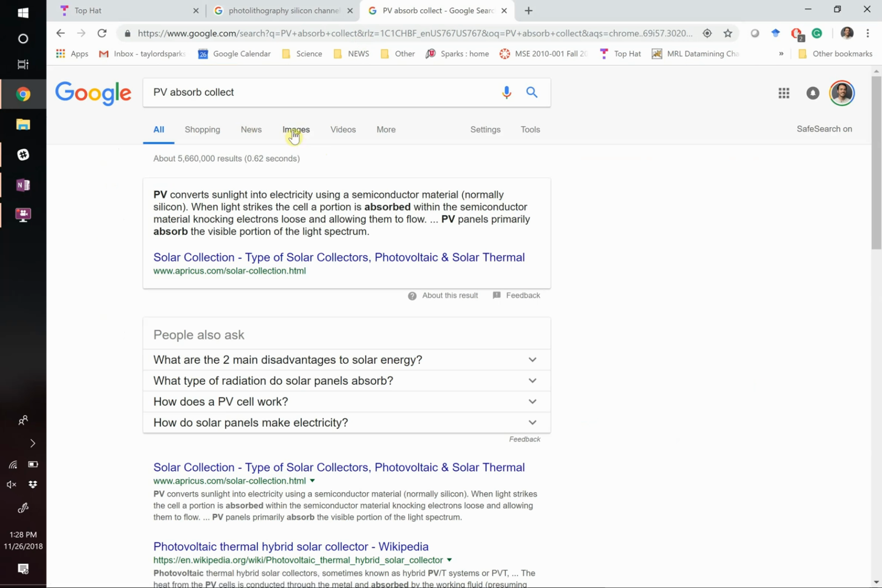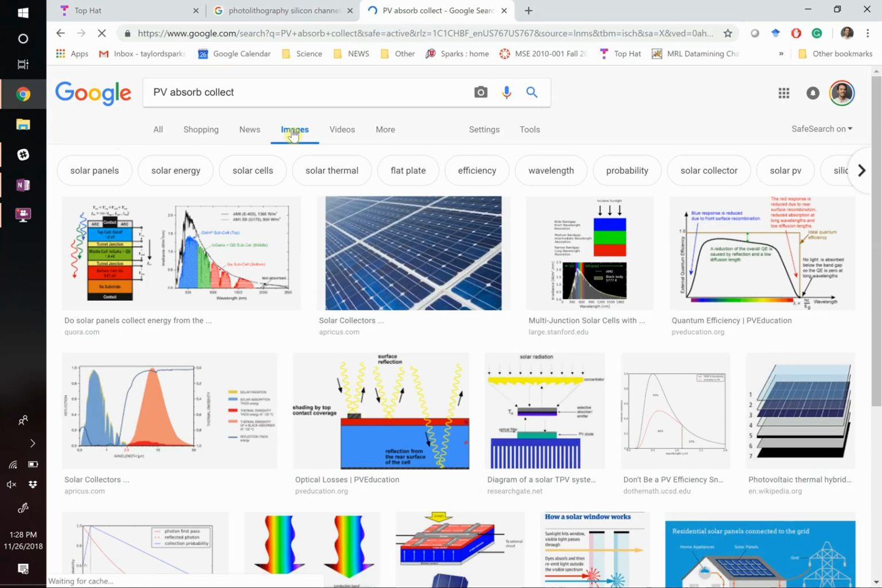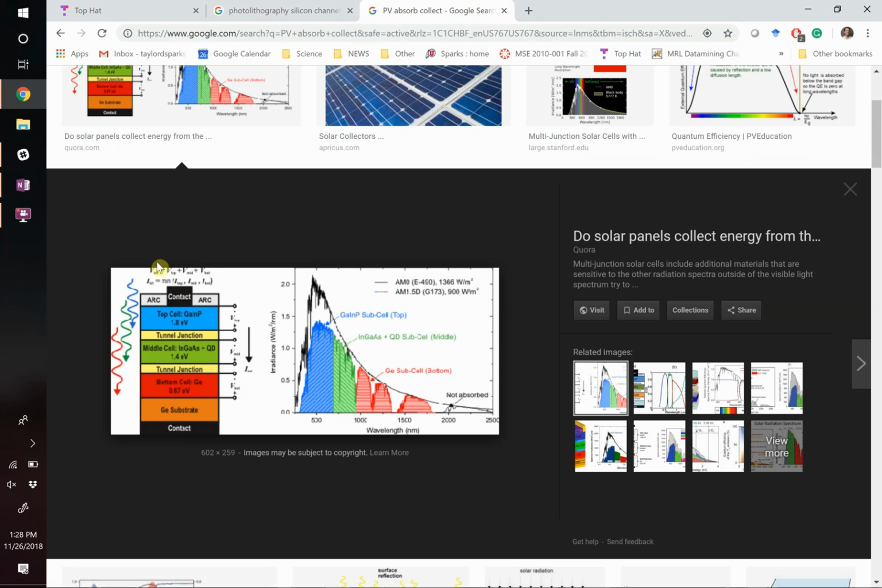So let's take a look at one. Okay, so this is a complicated one, but let's look at it. The top you've got your contact, you've got ARC, that's going to be something that light can travel through, but it's going to be your current collector. So it can be like a grid of platinum wires, they do that, or silver wires. Here's your top cell, that's gallium indium phosphate. Then you've got the tunneling junction, you've got a middle cell and a bottom cell.